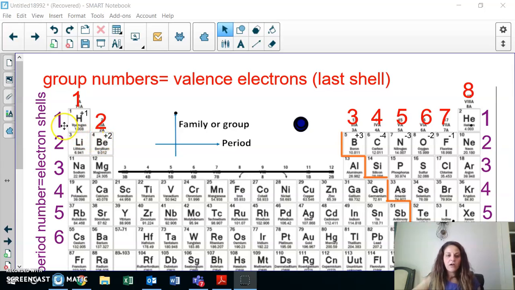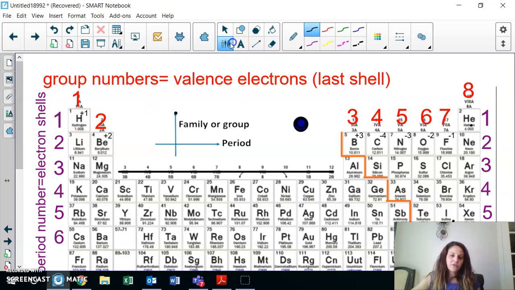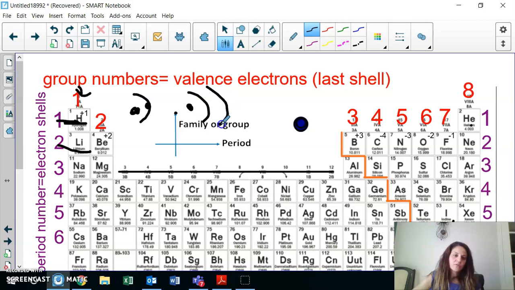So elements that are on period 1 only have one electron shell. For example, if I wanted to draw an element that is on the first level, first family, like hydrogen, it would have only one period, which is one electron shell, like that, and one valence electron. Let's look at lithium. Lithium is on the second level, so it would have 2 shells, and on the last shell it would have one.